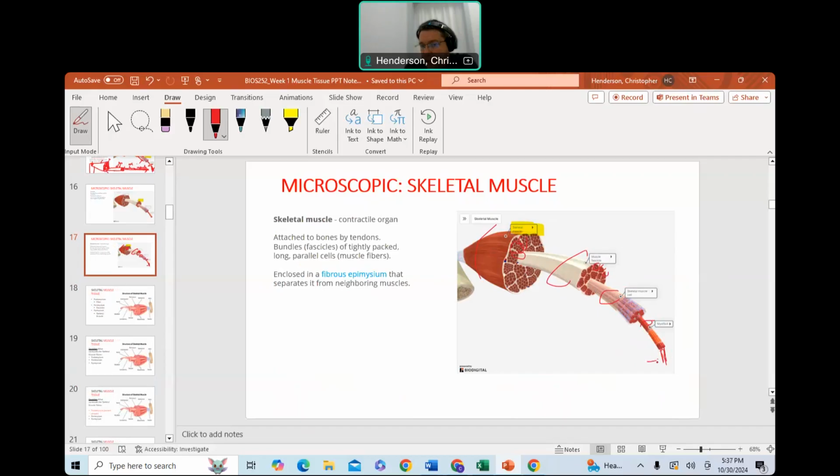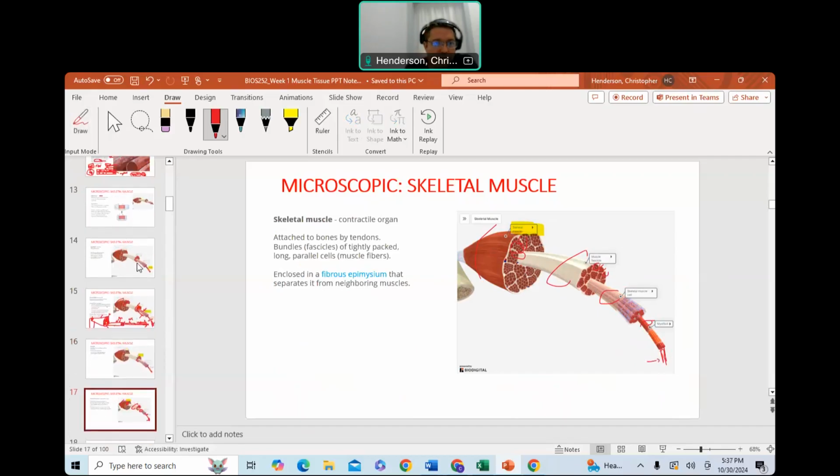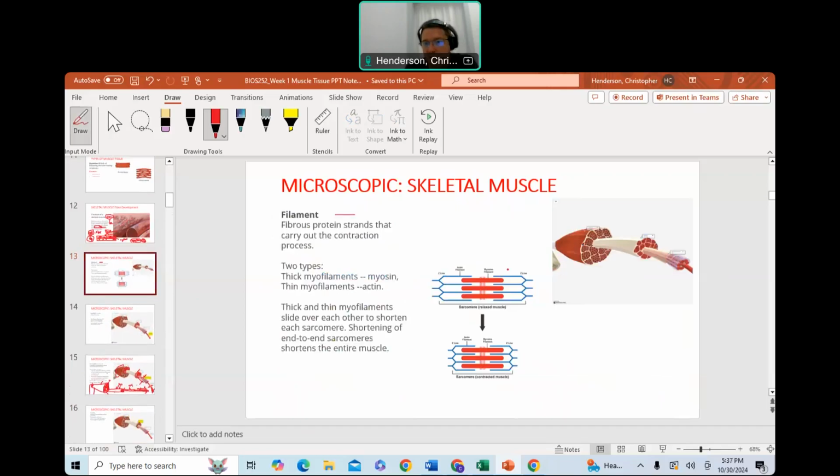They are arranged in sarcomeres. So let's go the other direction. Let's go back. So here are the filaments. This is what they look like. We're going to get into that in just a second. Those are the sarcomeres. So the myofilaments are what is going to make up the myofibrils. These filaments are going to do that sliding filament theory. They're going to slide past each other and they're going to shorten.